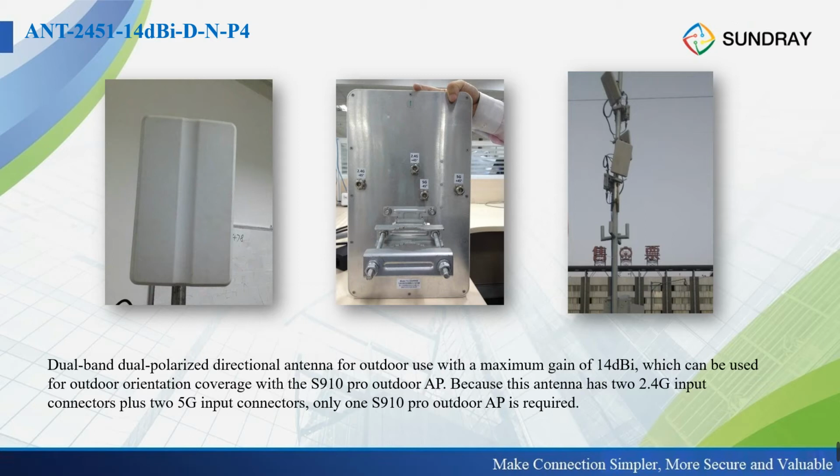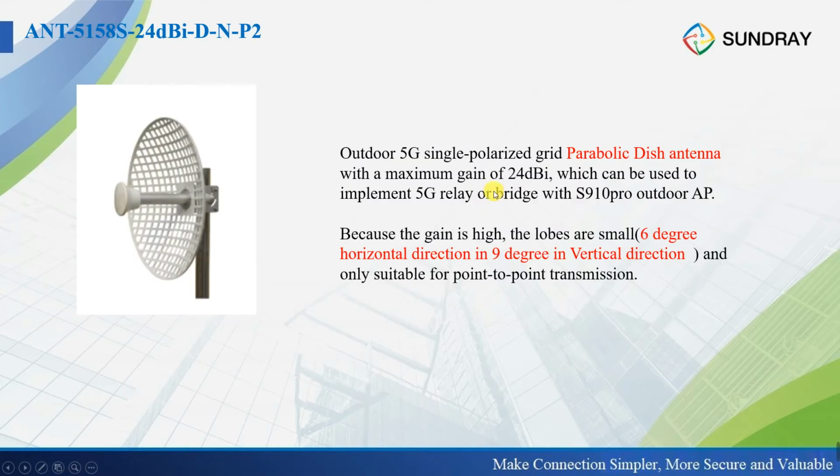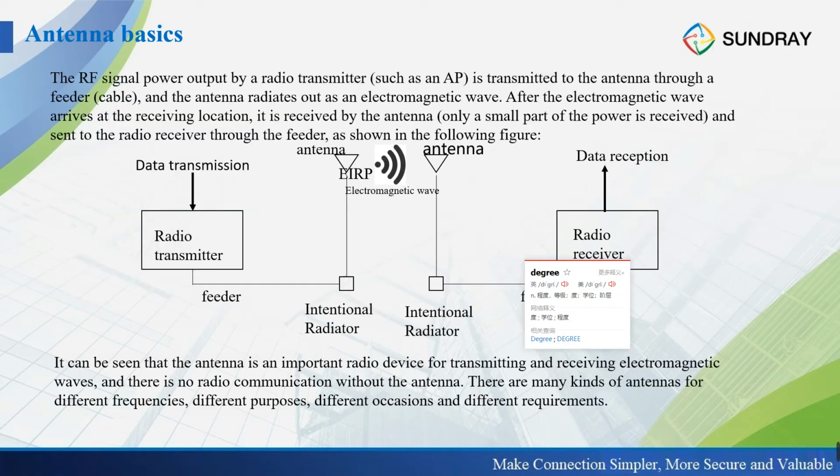And this is the directional antennas, the panel one. And this is for the point to point wireless bridge. We call it the parabolic dish antennas.